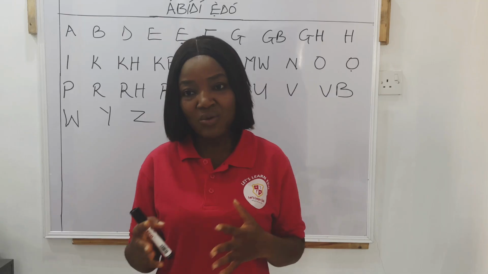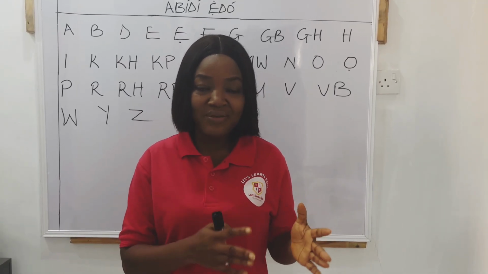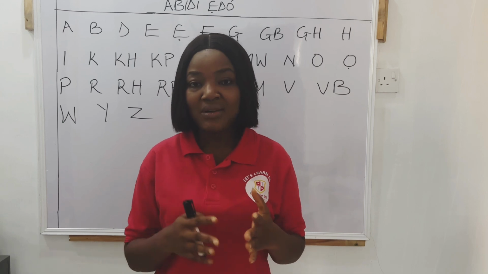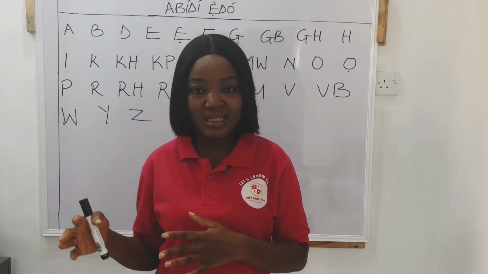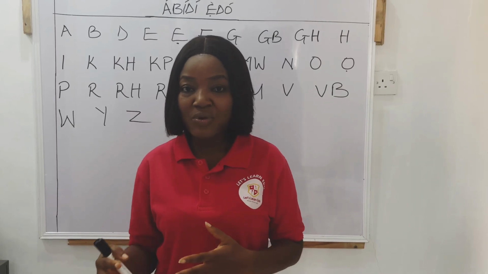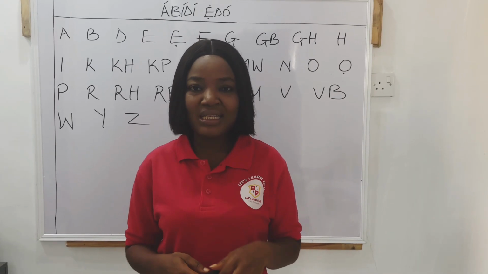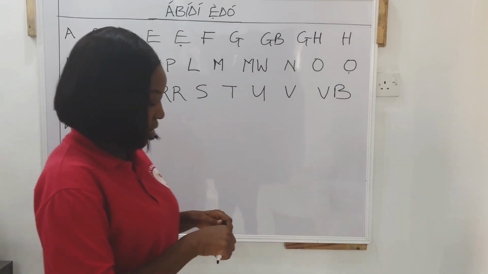But before we start looking at words, we're going to be looking at alphabet. It's because it's from alphabet you form words, and from words you form sentences. So as we progress, you're going to be seeing tones on every word that I write in Edo language. So let's begin.